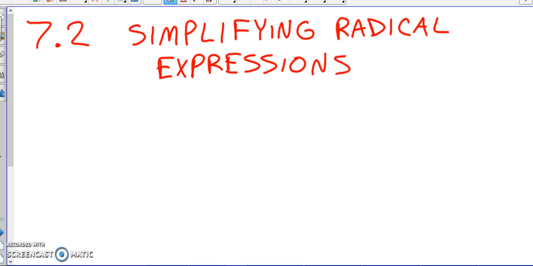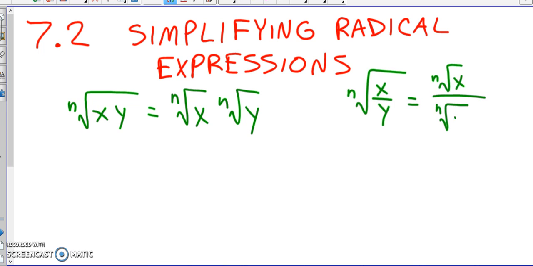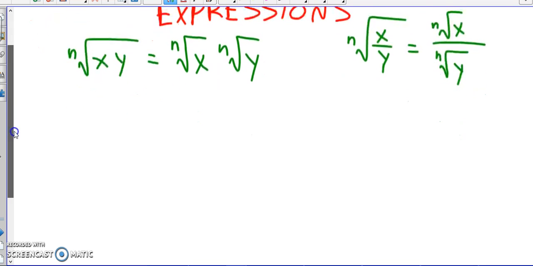All right. So basically, when we're simplifying these sorts of things, we're taking advantage of the fact that the nth root of x times y is equal to the nth root of x times the nth root of y, and occasionally you can simplify one of those. Or the nth root of x over y is equal to the nth root of x over the nth root of y. So, we already looked at this when we worked on simplifying square roots. So let's see what we can do.